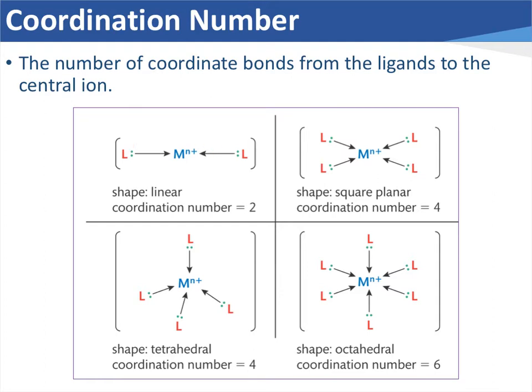So if there are two ligands that form two coordinate bonds, that would be a coordination number of 2. Four ligands can form a square planar or a tetrahedral shape. If there are 4 coordinate bonds, that's a coordination number of 4. If it's octahedral in shape and there are 6 coordinate bonds, that's a coordination number of 6. This is approximately similar to AX6, approximately similar to AX4, and related to AX2. So we can use some of our prior knowledge to understand these shapes.